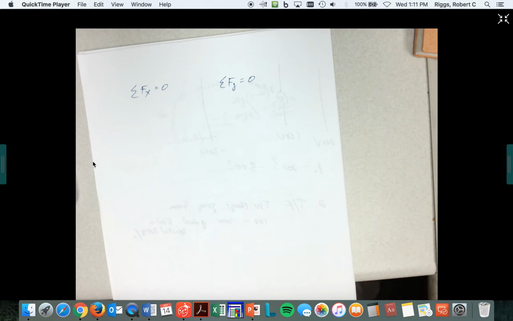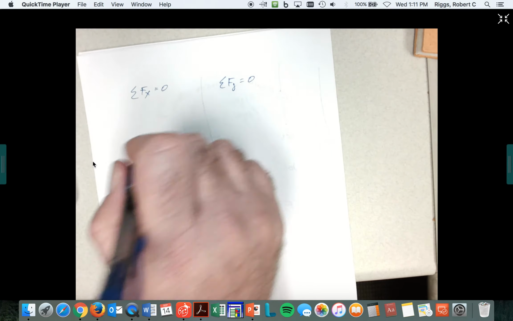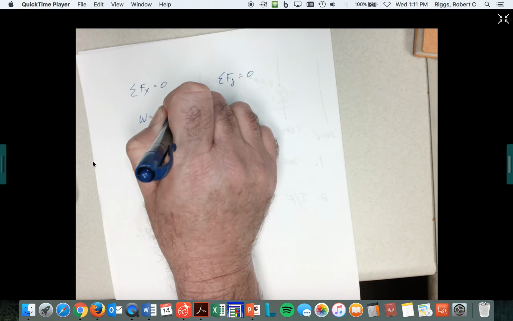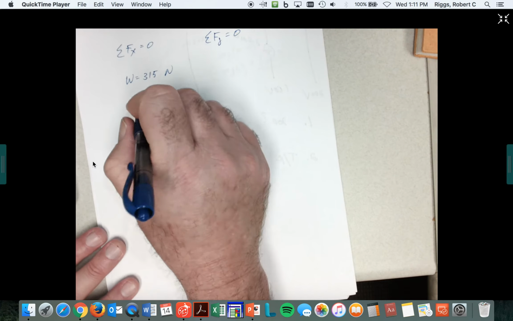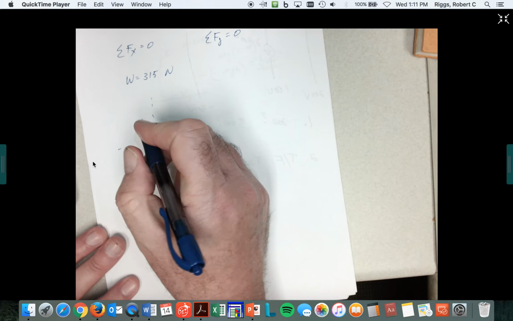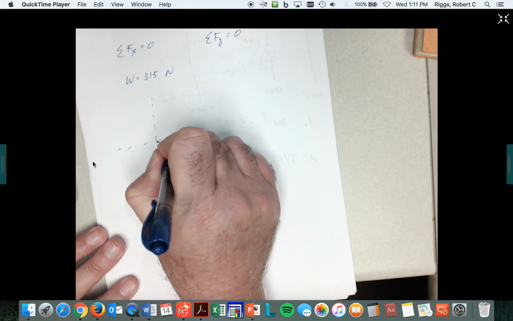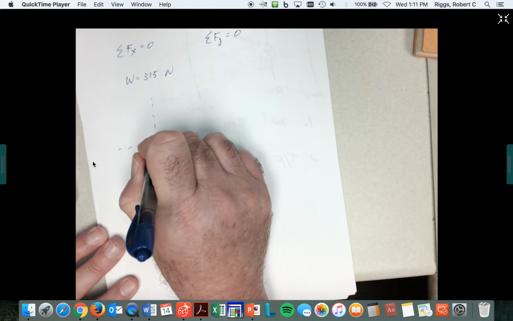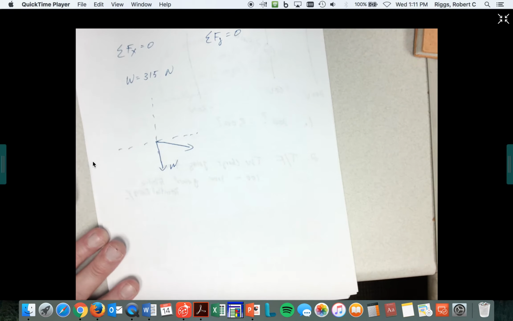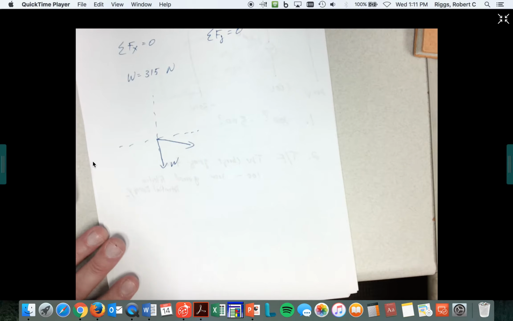An automobile engine has a weight. Let's find out what we know. The weight of the engine is 315 newtons. I'm going to redraw it. Here's my coordinate axis system. They've got T2 coming this way, and the weight of the engine coming this way, which is given in newtons, so we don't have to do mg for that.